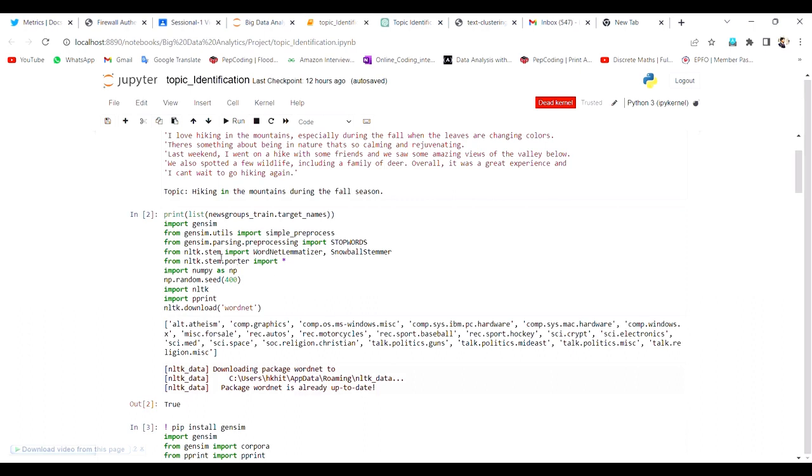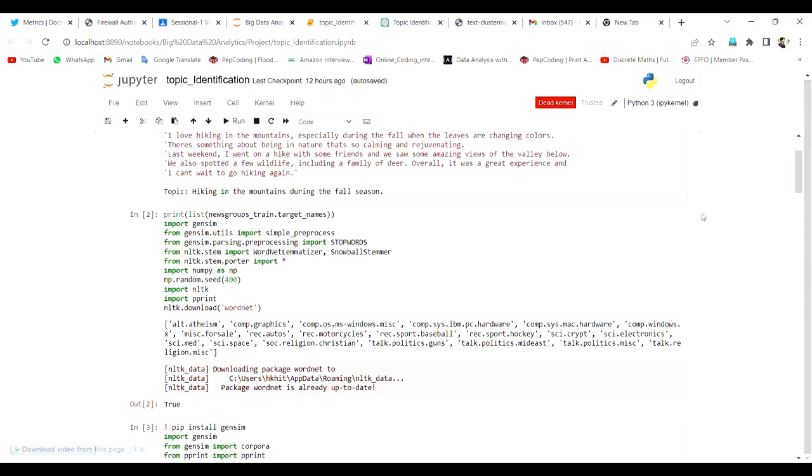Coming to the NLTK library, which is the Natural Language Toolkit, we have imported the WordNet lemmatizer and Snowball stemmer, whose function is basically to convert a word into its base word or root word. For example, if we have a word like running, it would be converted into run. Going will be converted into go.